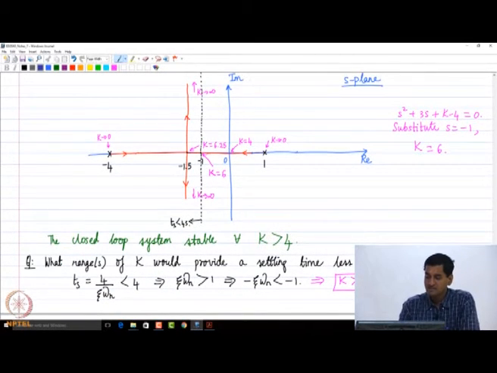Okay. See, at what point in the root locus do both root locus branches lie to the left of this minus 1 vertical line? That's why, because that's the condition that we obtained, right?